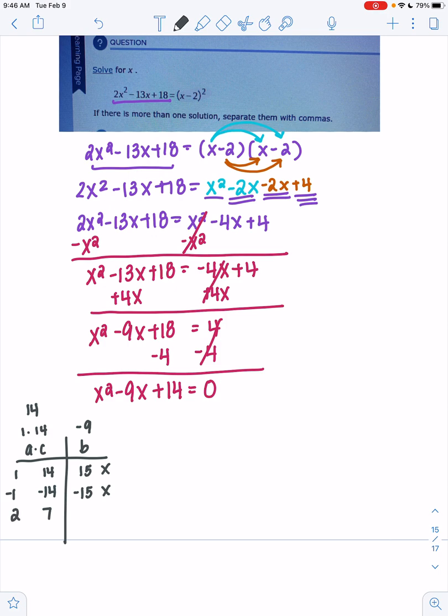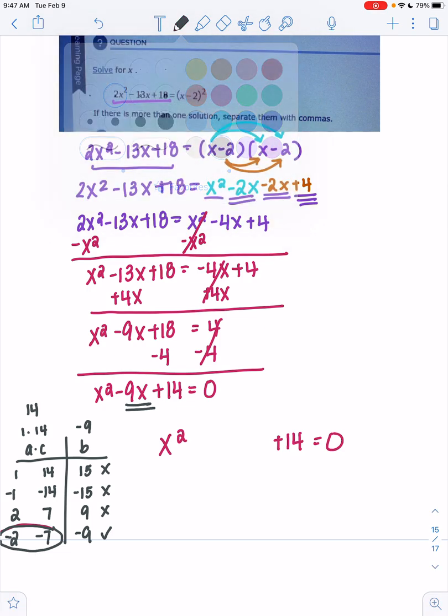2 times 7 is 14, plus 2 plus 7 is 9. Almost, right? But we want negative 9. Negative 2 and negative 7 gives us negative 9. So we know we're going to be using negative 2 and negative 7. And what we do with these two numbers is we're breaking up our b term, right? So everything else stays the same: x squared plus 14 equals 0. We're breaking up that negative 9x, and we're saying instead of negative 9x, that's minus 2x minus 7x.